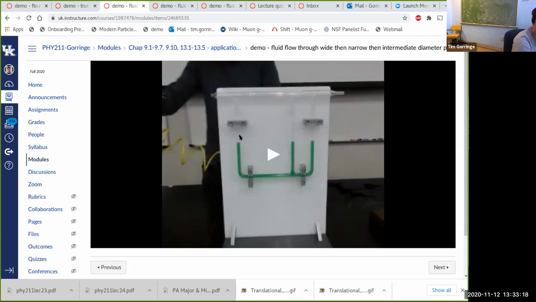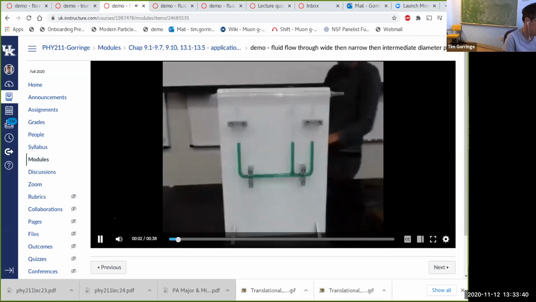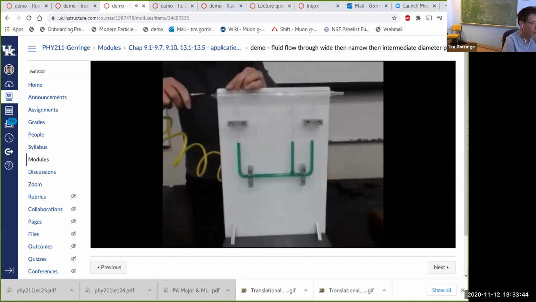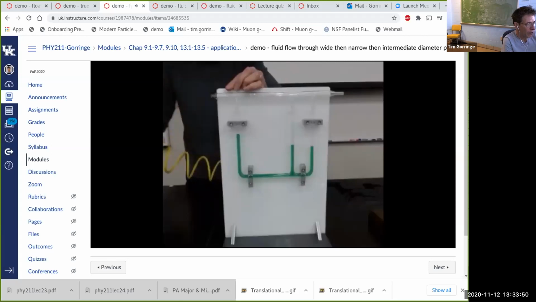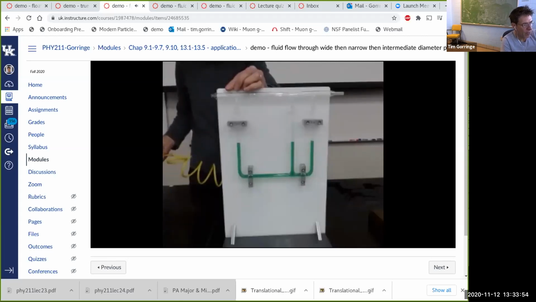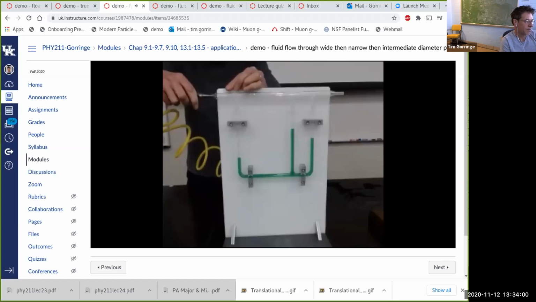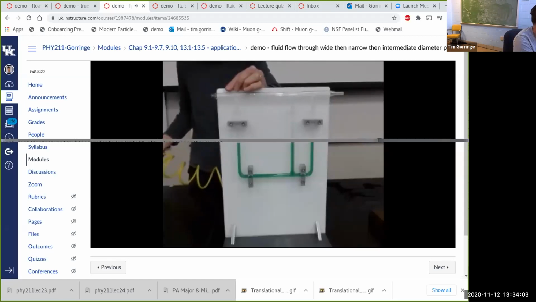If the pressure is large here, then this green fluid will get pushed down a lot. If the pressure is smaller in the middle here, the green fluid will get pushed down less. And in this pipe over here on the far right, if the pressure is intermediate, the green fluid will be pushed down an intermediate amount. So let's see what happens when I... So on the left, if the pressure's higher, the green fluid's pushed down a lot. In the middle, the pressure's smallest, and so the fluid's pushed down the least. And so that's Bernoulli's principle.